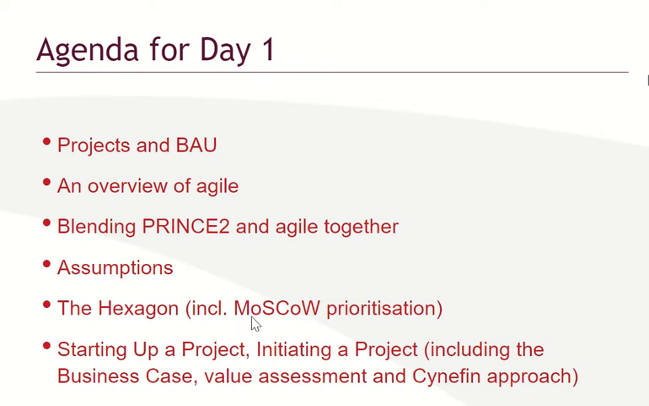Moscow is must have. MO stands for must have. SC stands for should have. CO stands for could have. W stands for wouldn't have. The O does not have anything. They only add it together so that it's easier to pronounce. M is for must have. S is for should have. C is for could have. W is for would not have for now.